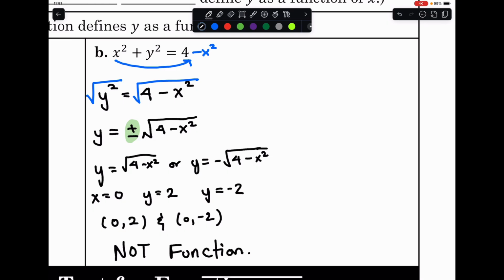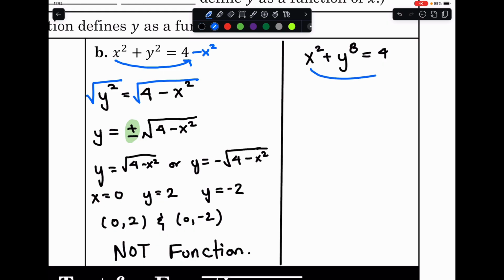As a result, now if I compare that, let me do another equation, x squared plus y to the, let's say, 8th power is equal to 4. And I do the exact same first step, move this over here to solve this equation for y. I get y to the 8th power is equal to 4 minus x squared.